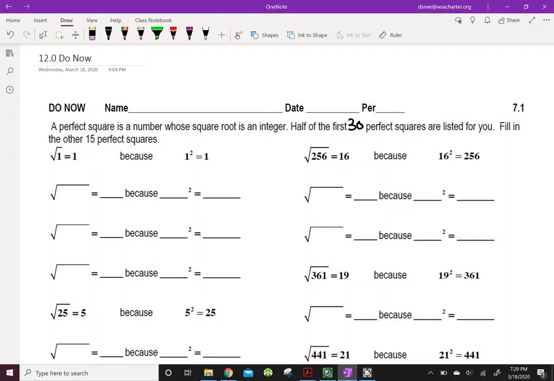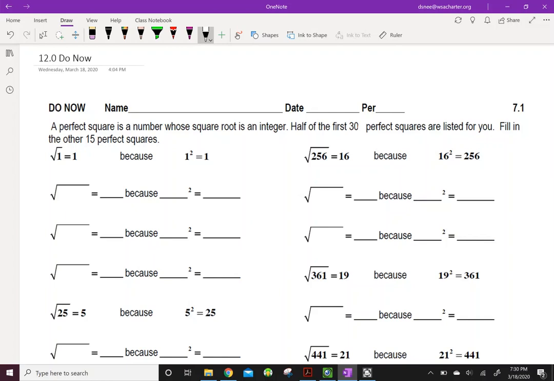Okay, so that's a positive or a negative whole number. Okay, half of the first 30 perfect squares are listed for you. Fill in the other 15 perfect squares. You'll notice your worksheet looks a little bit different. It doesn't say 30, it says 300. Oh, no, not yet. First 30 perfect squares.